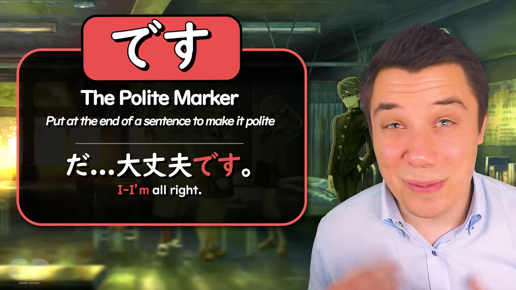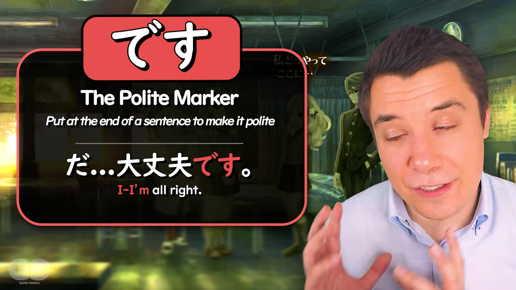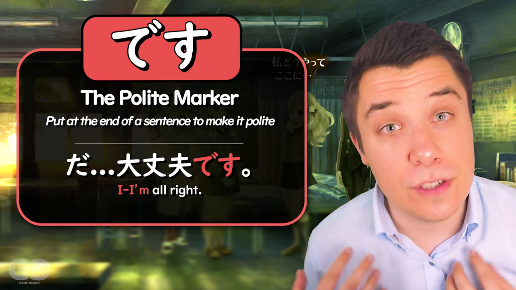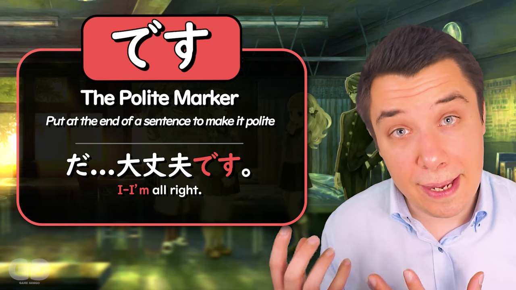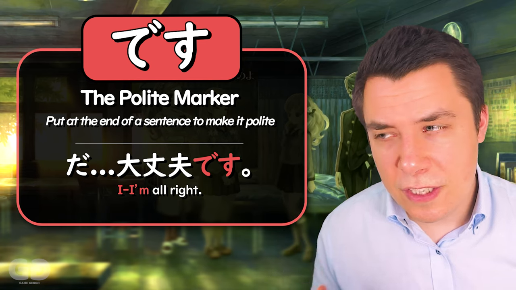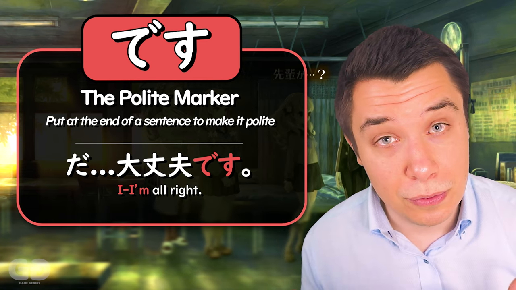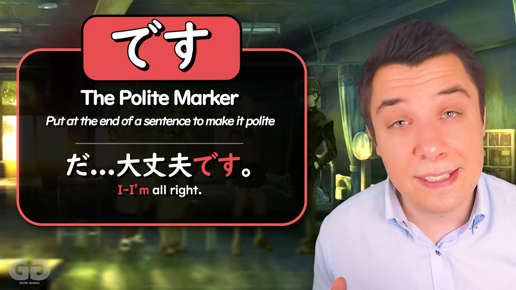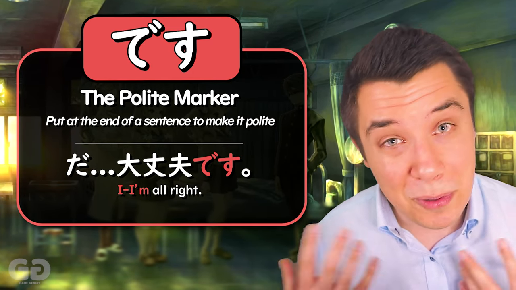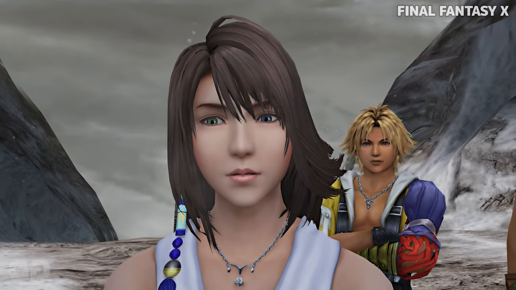だ、大丈夫です。Like here in 13 Sentinels again, the student is saying to her teacher that she's okay, but she wants to be a bit polite, right? Because she's talking to a teacher. So instead of just saying 大丈夫, I'm okay, here she says 大丈夫です, I'm okay, but just a bit more polite.